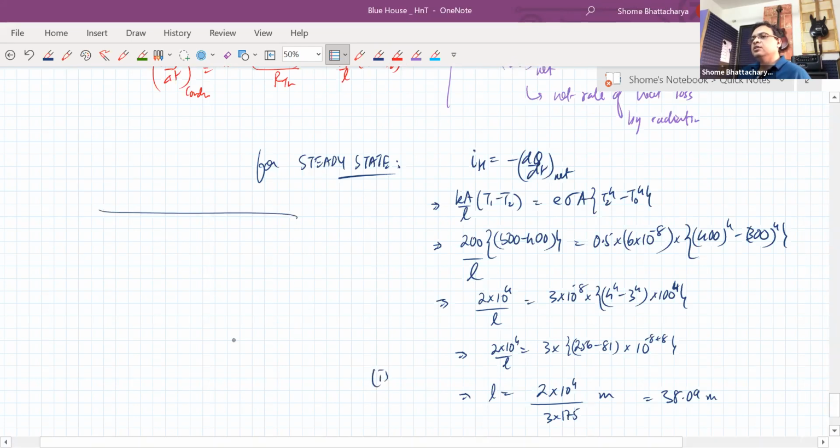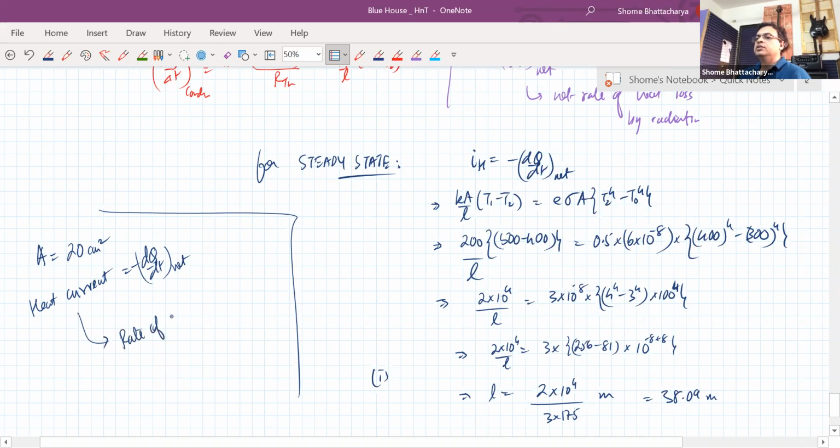And the second part, the area of cross section is given to us. That is 20 centimeters square or whatever. Okay. So now we can see that the heat current equals the net rate of heat loss also. That is how much in watts. We can find that out, and that is the rate at which the heat source will have to generate heat. So that will be equal to the rate of heat generation by the heat source.